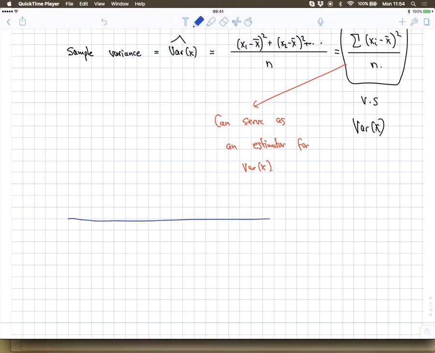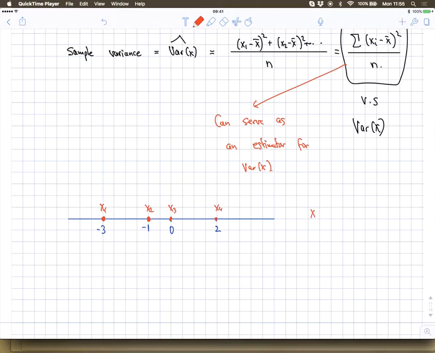sample variance. Imagine that I give you some variables. Let's say that this is 0, so 0 is 1, minus 1 is another one, minus 2, minus 3 is another point, and then 1, 2 is another point. Imagine that these are data points. This is my x1, this is my x2, this is my x3, this is my x4.